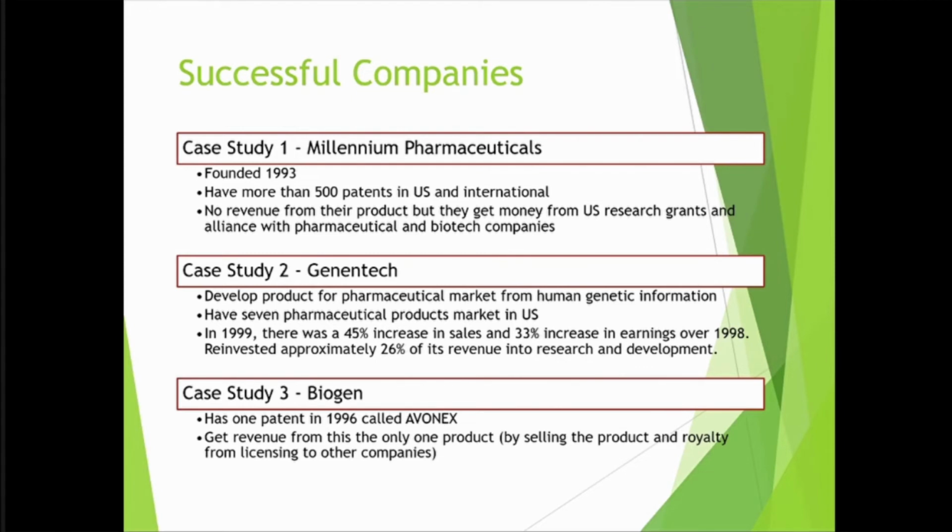Thirdly is Biogen, which also only has one patent, and they only generate profit from this one product. But they are not selling the product alone. They sell this product and they also license it to other companies, and these other companies also sell the same product under different brands. They look like they are competing with each other, so the customer thinks there are a few competing products and can select which one they want, but they didn't realize that it actually comes from the same manufacturer.